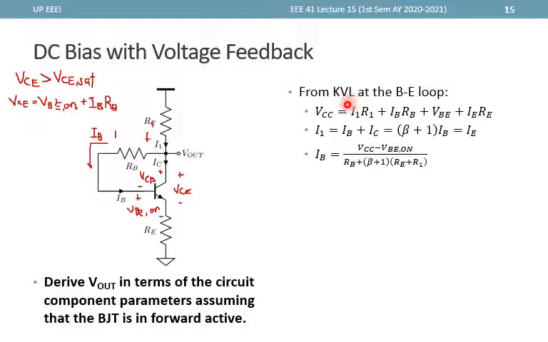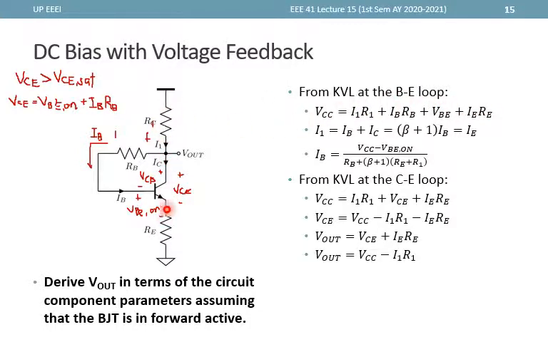So this one can be written in terms of IB. This is in terms of IB. This is also beta plus 1 IB. And solving for IB, we get VCC minus VBE on over RB plus beta plus 1 R1 plus RE.